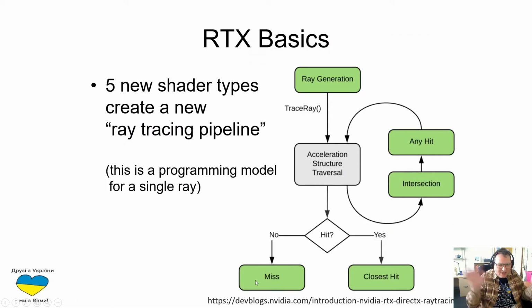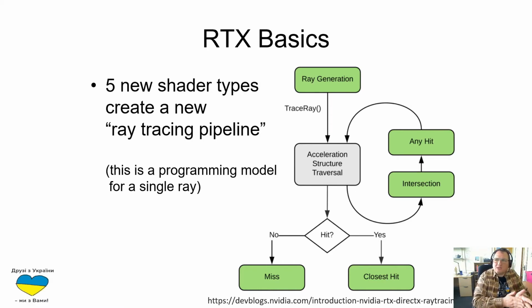RTX Basics, if there is anything basic here, it is here. RTX provides 5 new shader types, creating a new ray tracing pipeline. This is a programming model for a single ray, for an analysis of a single ray. As you can see, these rays can be generated, intersections found, hits found. There is a decision between miss and closest hit. Miss means that the ray will be finalized because it just escapes beyond the scene.